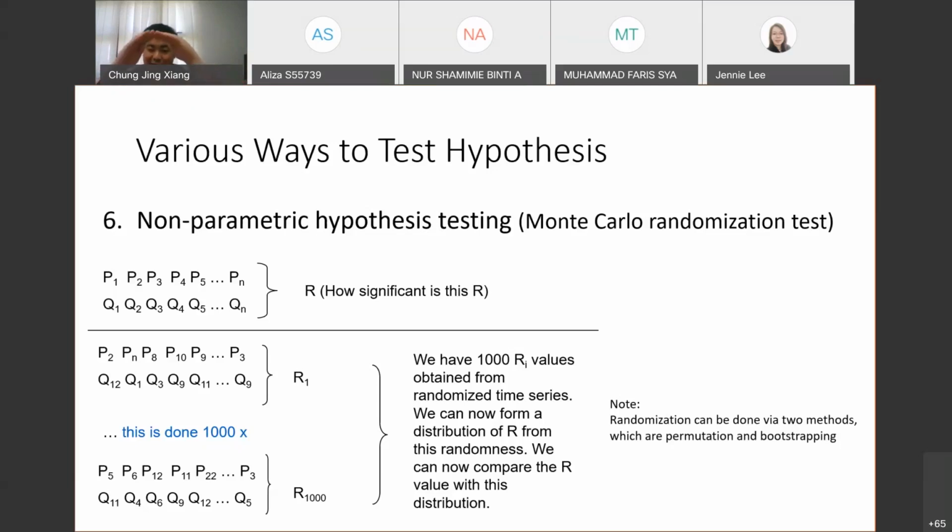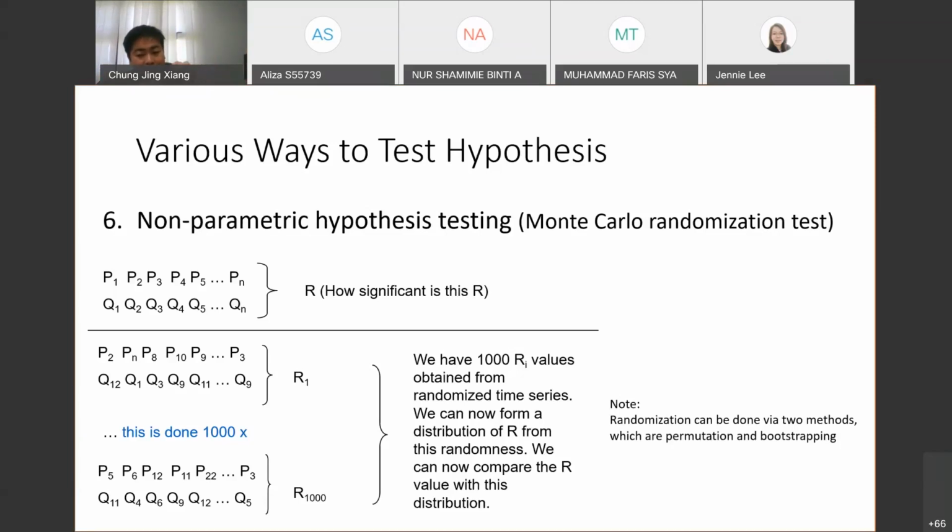When you have these 1,000 values, you can plot the distribution and decide what the critical value is. Let's say it's a two-tail test, meaning it could be negatively correlated or positively correlated, depending on your hypothesis. You get your R critical value, just plotted in the Z-score format.